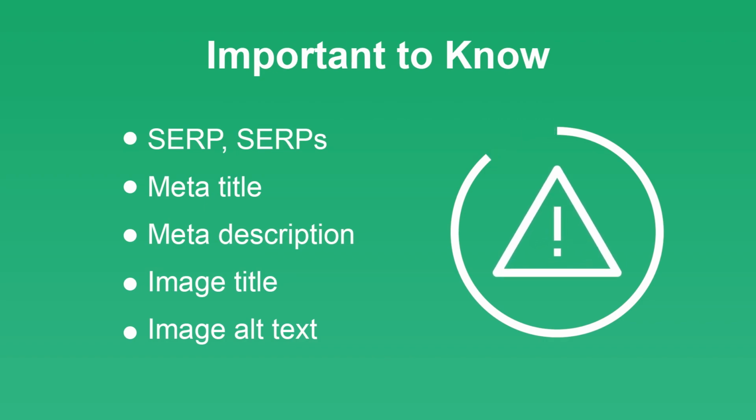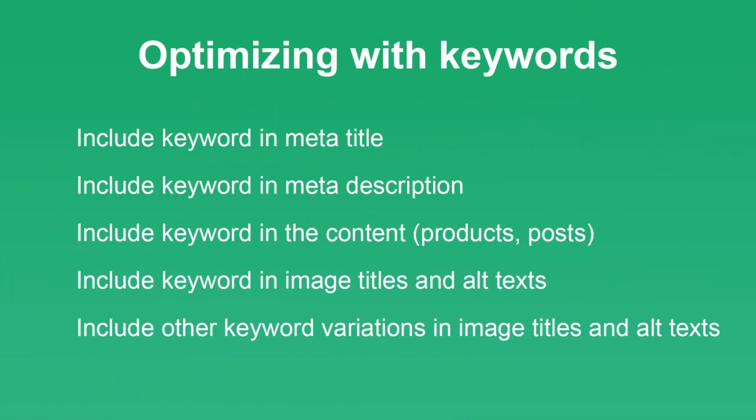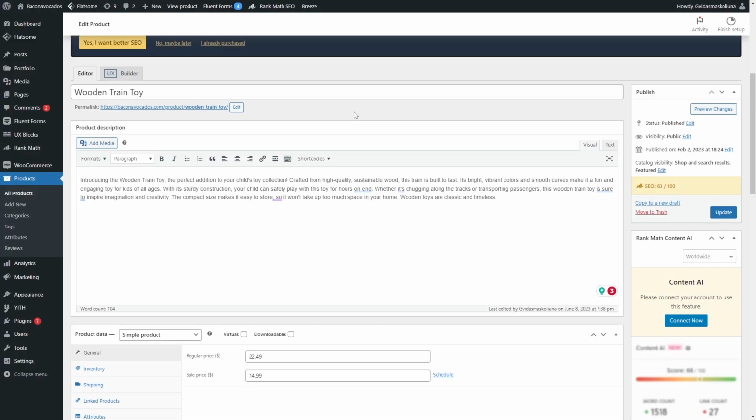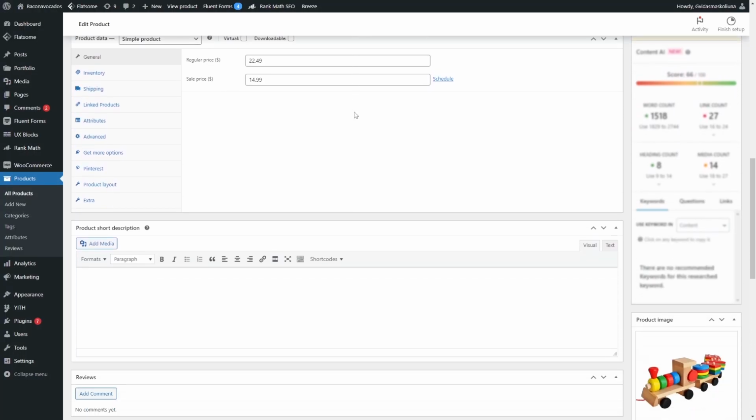And now we can move on to the next slide. So how do we optimize our content, our blog posts, our products, our categories with keywords? First of all, once we find the main keyword that we want to use, we include this main keyword in the meta title. Once we do this, we include this keyword in our meta description. When we install an SEO plugin, you will see for yourself that you will be able to add the meta title and meta description, and you will see how it works.